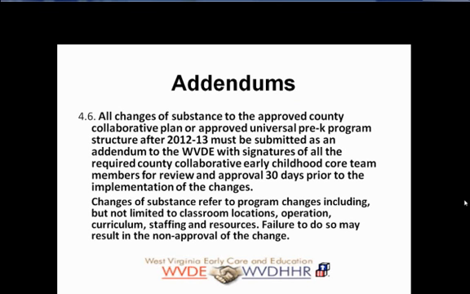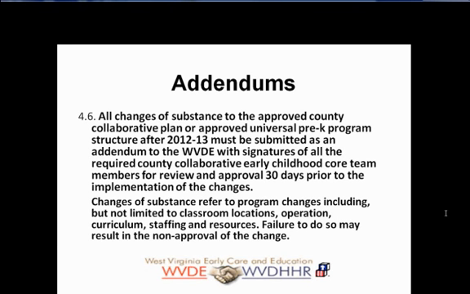Addendums. What we have for you first is, of course, just a quote from Policy 2525. Just a reminder during our review that all changes to your approved county collaborative plan or approved universal pre-K program structure must be submitted as an addendum to the West Virginia Department of Education with signatures from your collaborative core team to be reviewed and approved 30 days prior to the implementation of changes.